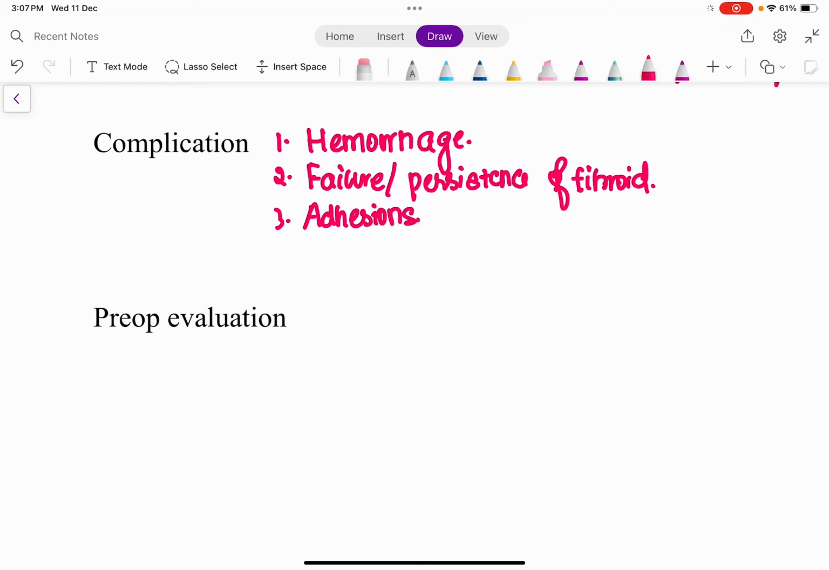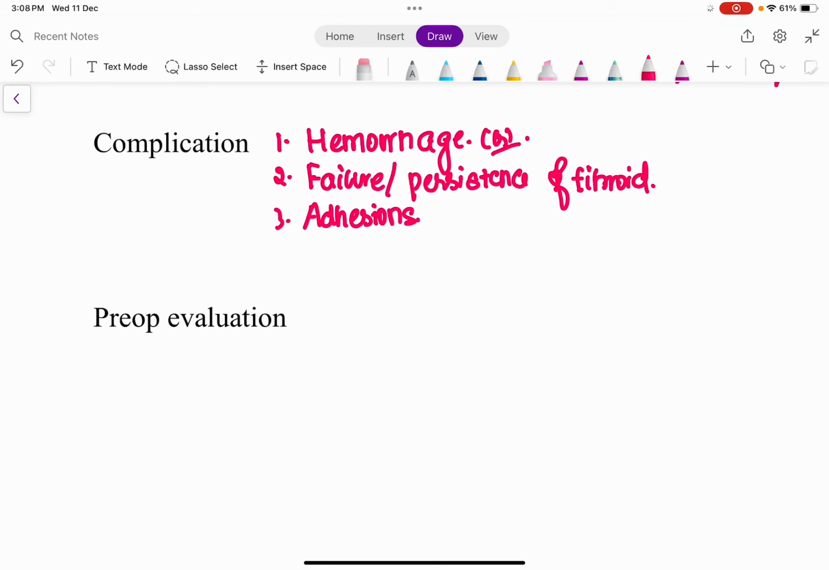Adhesions or synechiae could be present as well. The most common complication would be hemorrhage, followed by persistence of the fibroid or adhesions due to the incisions which you are going to make in order to remove the fibroid, right? This could be the complications. So as I told you, the most common complication would be hemorrhage.